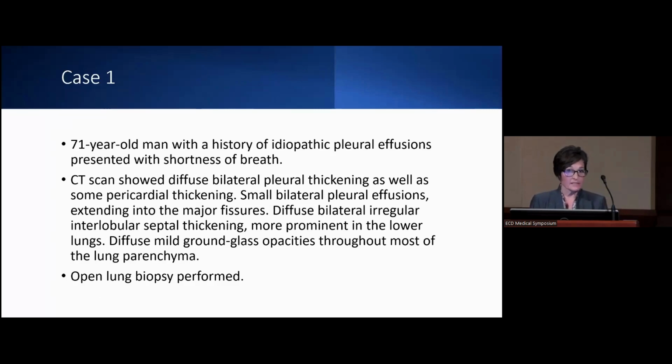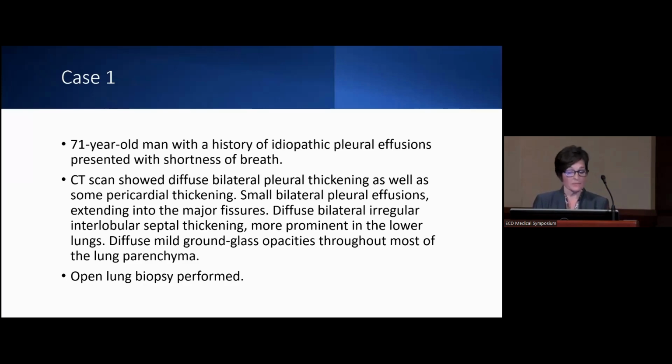So this first case is a classic example of ECD involving the lung. A 71-year-old man presented with idiopathic pleural effusions occurring over several years and shortness of breath. Imaging studies showed diffuse bilateral pleural thickening as well as some pericardial thickening. He had small bilateral pleural effusions that extended into the major fissures, and diffuse bilateral irregular interlobular septal thickening, more prominent in the lower lungs, as well as diffuse ground glass opacities throughout most of the lung parenchyma.